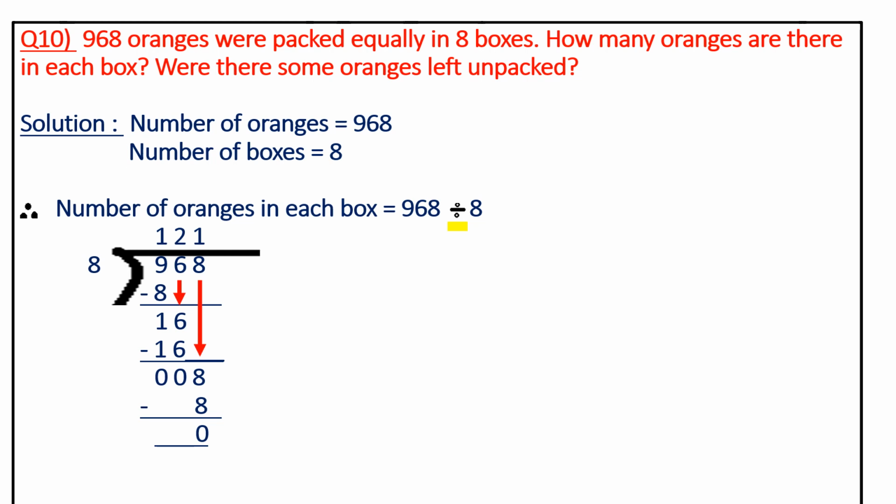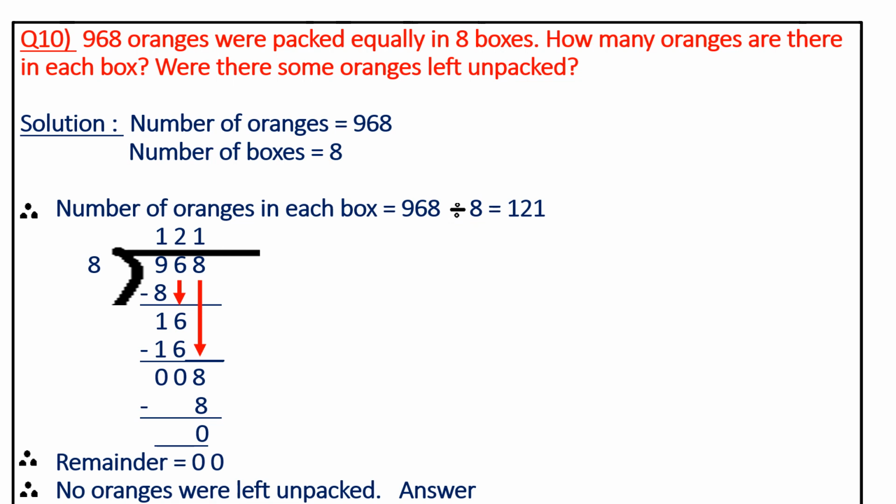Now copy this digit 8 here. Now in the 8 table you have to get 8. So 8 ones are 8. And 8 minus 8 is 0. Okay. Now no more digits are there. So our division stops. Your quotient is 121. That is the answer. Means in each box there are 121 oranges. Clear? So you write here answer 121.